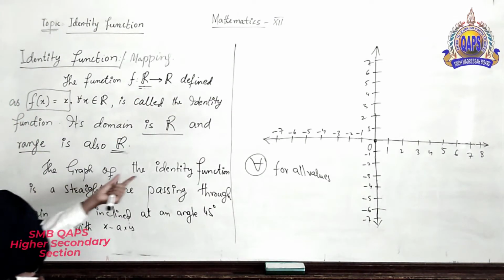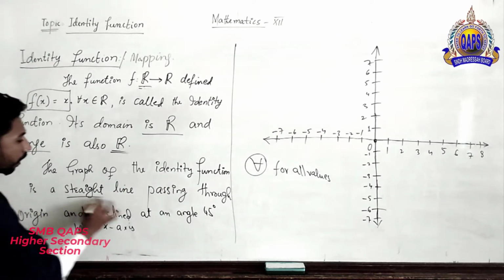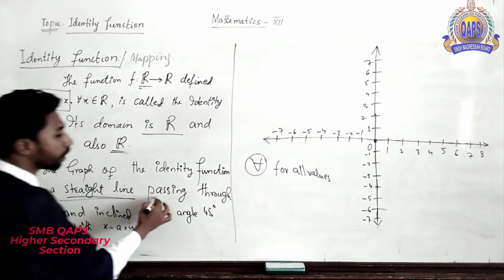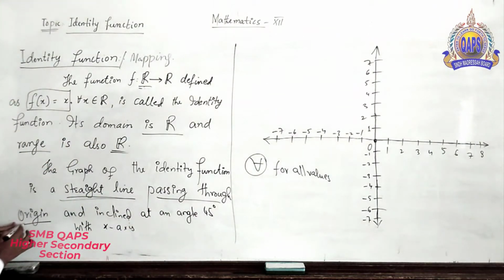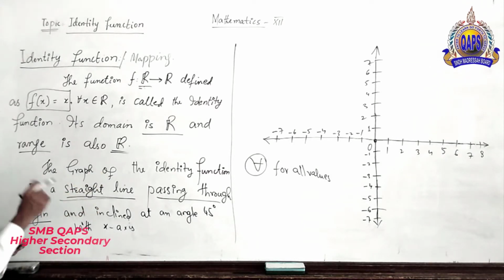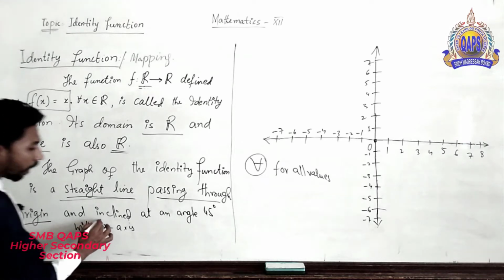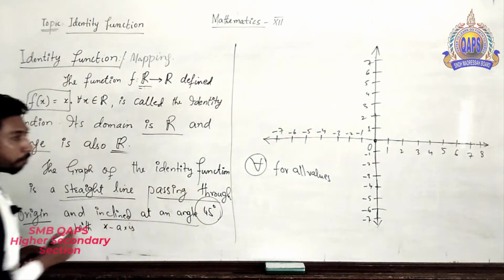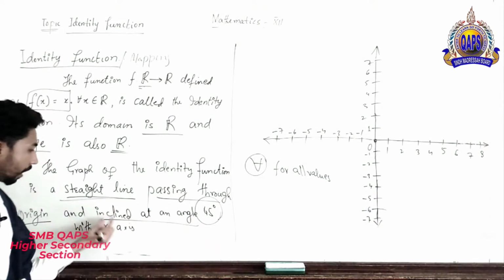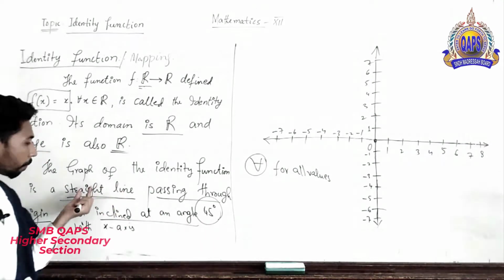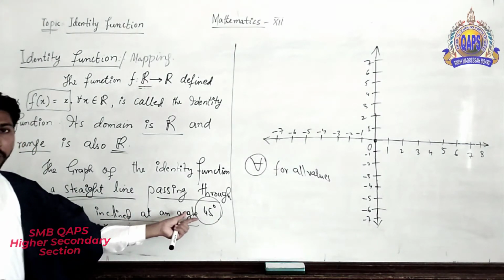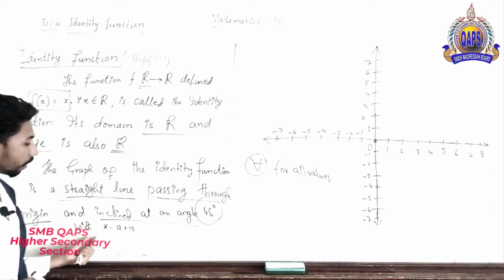So the graph of the identity function is a straight line. The graph of the function is a straight line passing through the origin. The line is in a straight form, starts from the origin and is inclined at an angle of 45 degrees, not 60 or 30. This inclined straight line passes through the origin, inclined at an angle of 45 degrees with the x-axis.